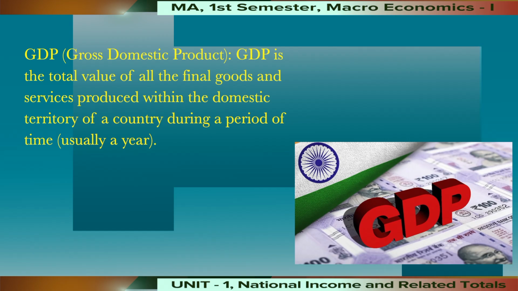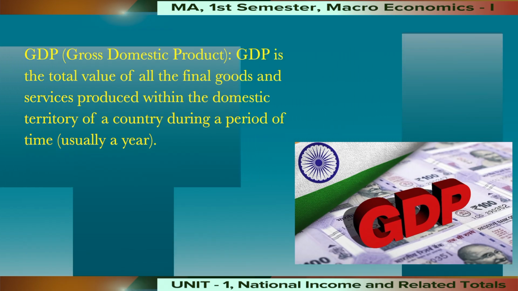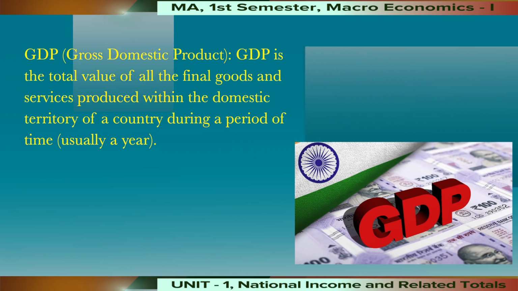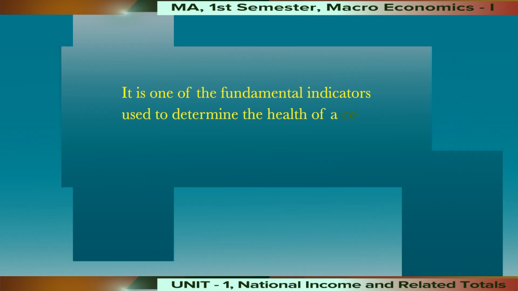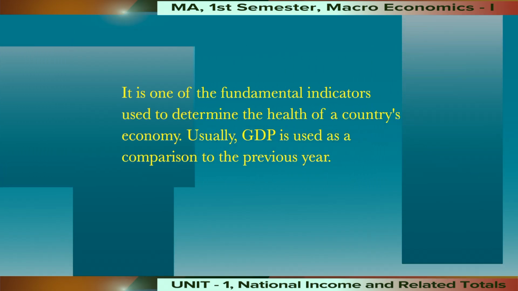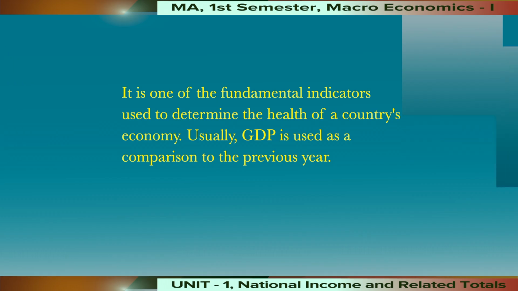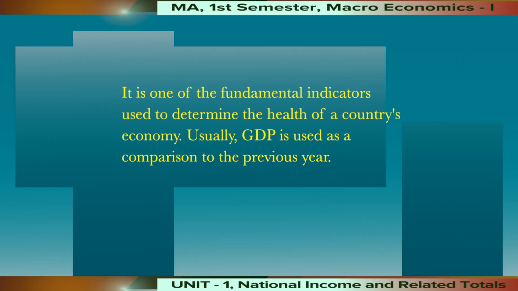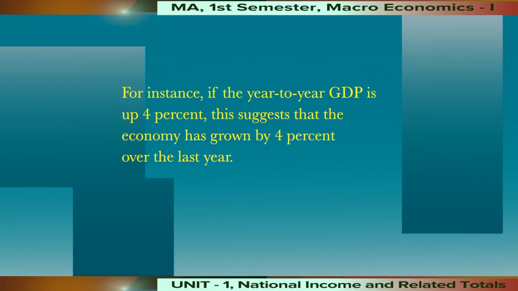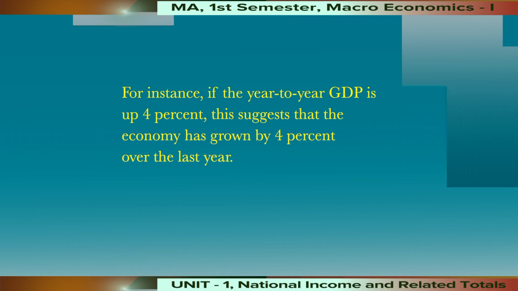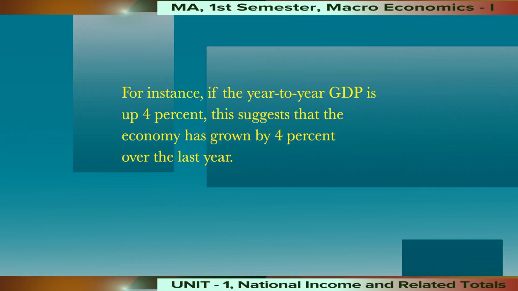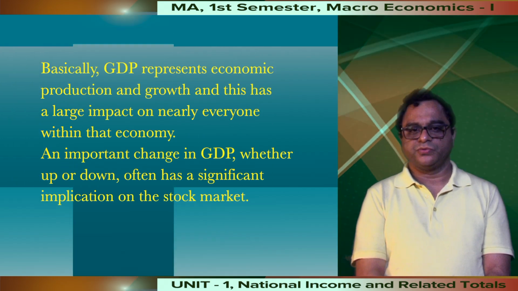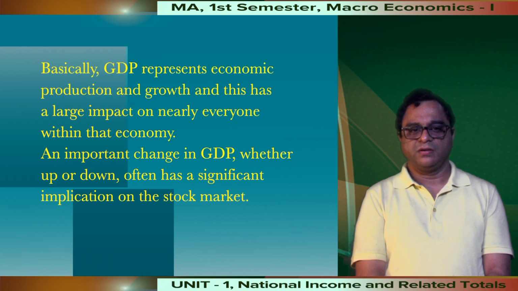Gross domestic product, or GDP, is the total value of all the final goods and services produced within the domestic territory of a country during a period of time, usually a year. It is one of the fundamental indicators used to determine the health of a country's economy. Usually, GDP is used as a comparison to the previous year. For instance, if the year-to-year GDP growth is up to 4%, this suggests that the economy has grown by 4% over the last year.